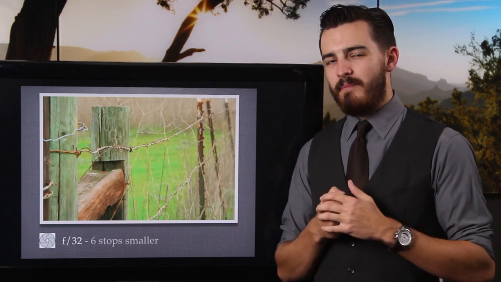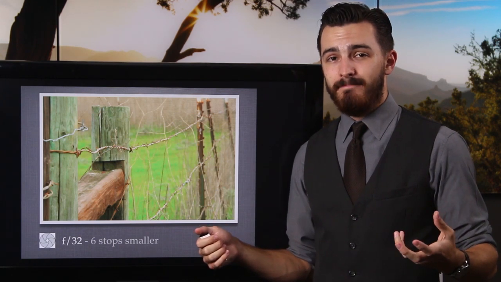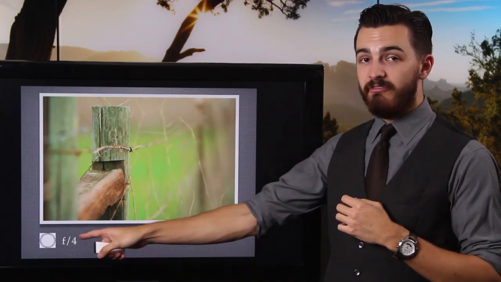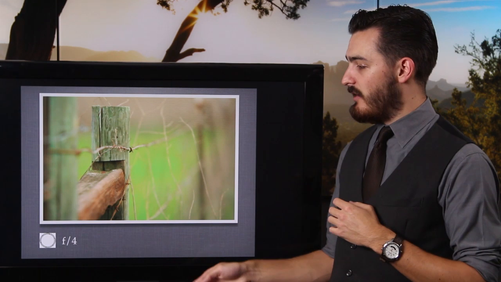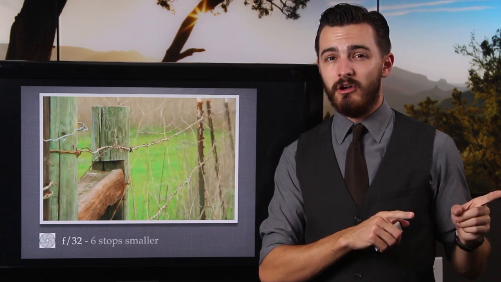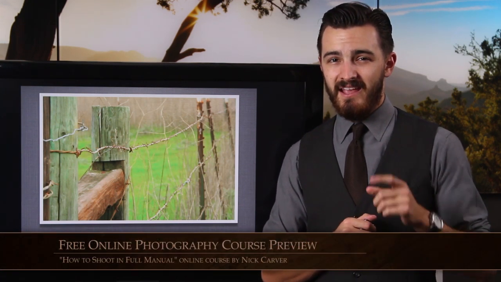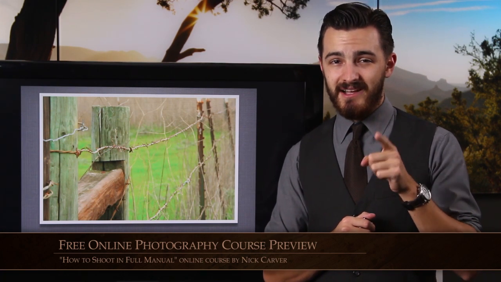Well, what's going to happen to the shutter speed? It's going to have to slow down to let in more light. I was originally at 1/250th on the shutter here. Now I'm 6 stops smaller, so I'm going to have to go 6 stops longer on the shutter. See if you can figure out what shutter speed that would be. If you want to get a chance to figure it out, pause the video real quick, come on back, I'll tell you the right answer.